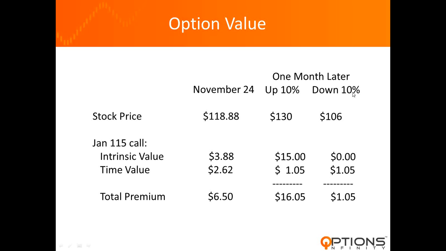Now let's say Apple goes down 10%, or roughly to about $106. Well, at that point in time, you have a 115 call, and the value of the stock is 106, so there is no real value. And at the same time, it's 1 month later, your time value has decayed. So if it's gone down 10% to 106, your $6.50 option is now only worth $1.05.